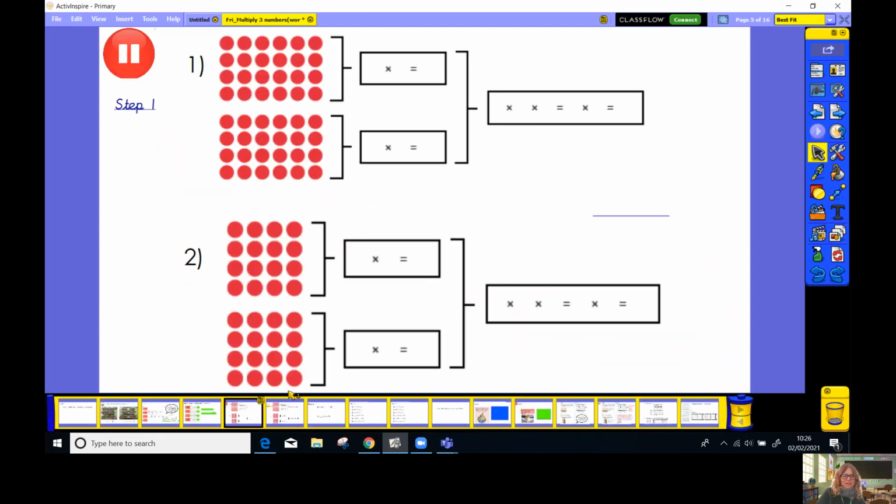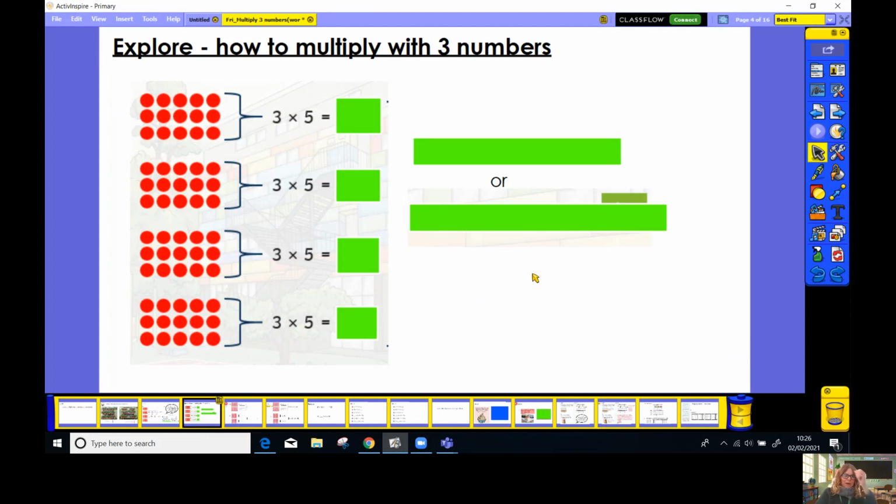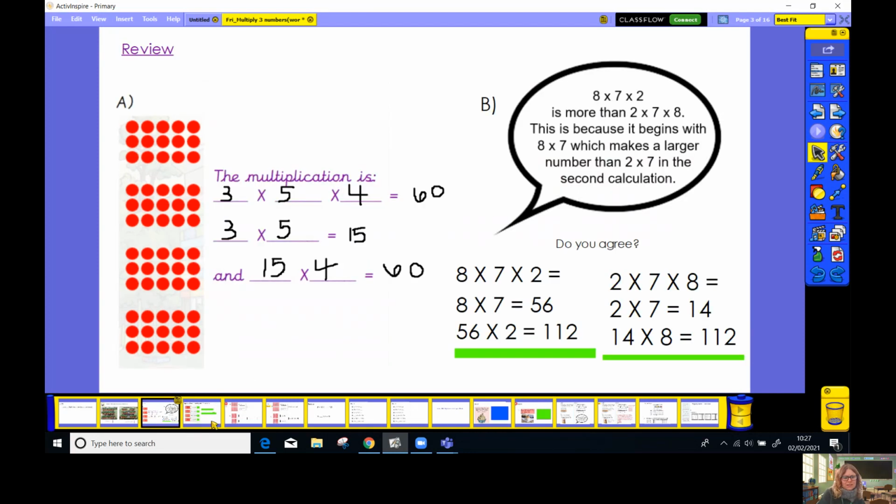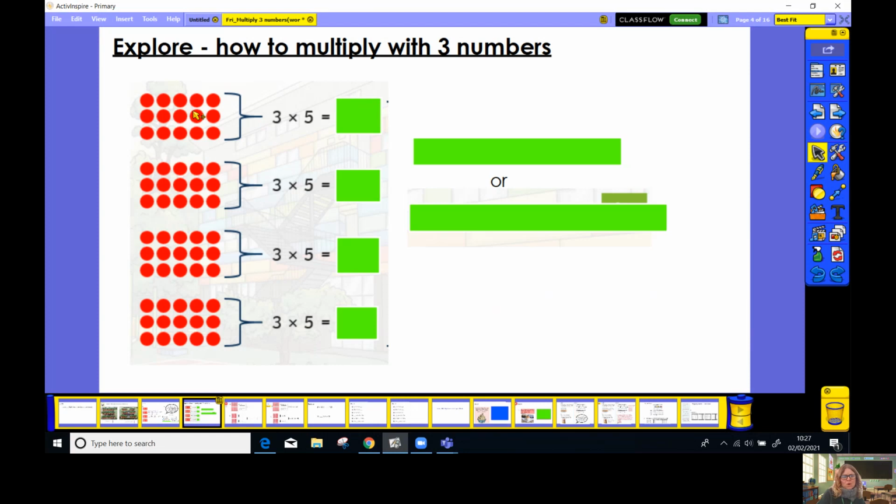Okay, now let's just remind ourselves a bit today about how to multiply three numbers together, which we did yesterday. Here's the array that I showed you earlier on. This is the one we've just looked at. Let's just remind ourselves how we got there. So here we have one group of 3 times 5, which would equal 15. And then we've got another one here, and another one here.